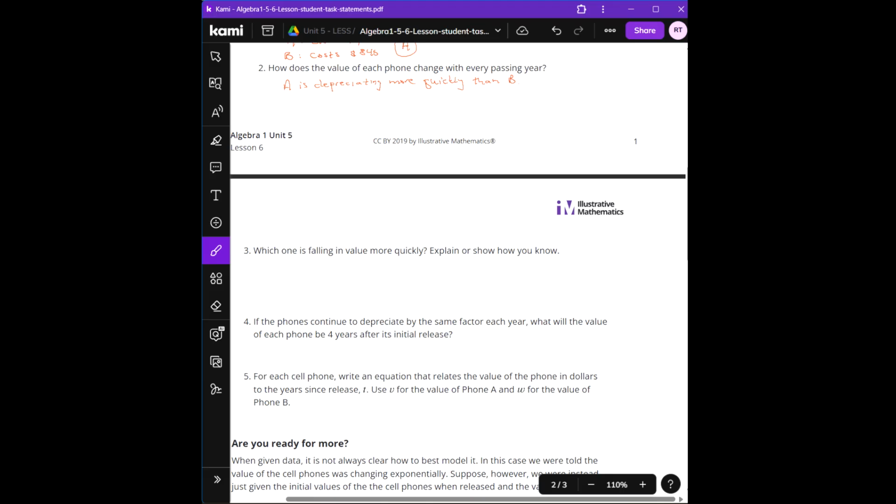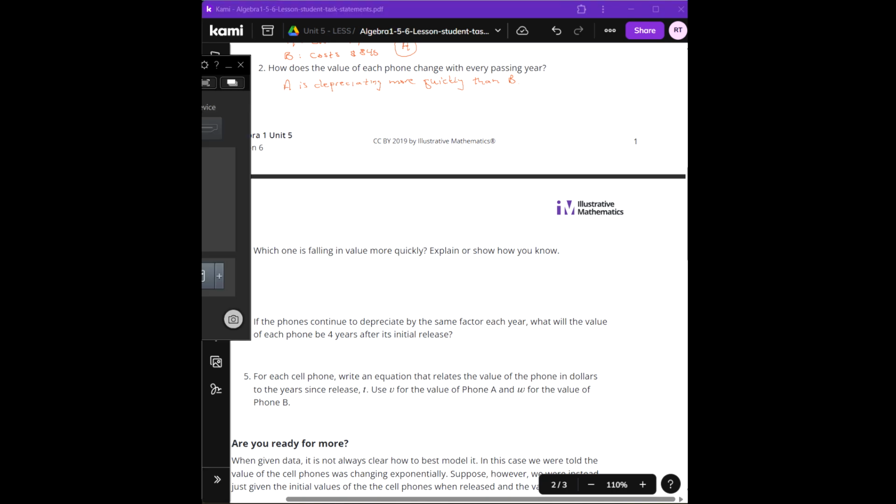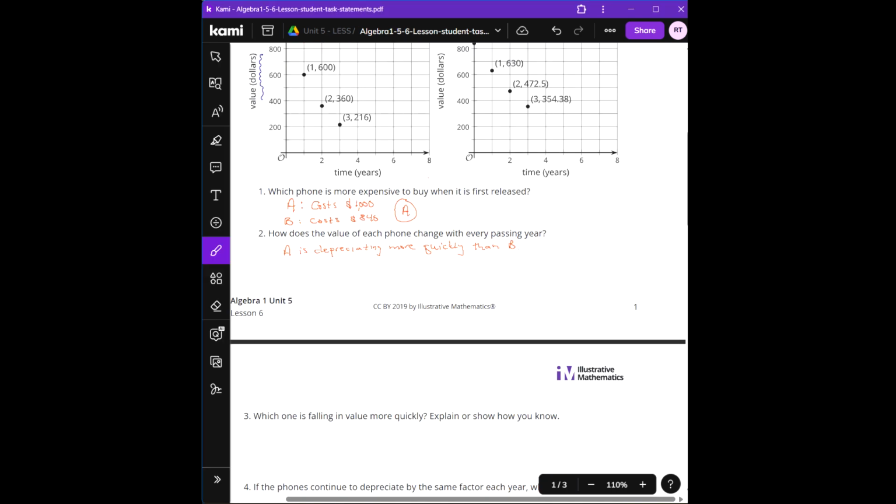Which one is falling in value more quickly? Explain or show how you know. So let's look at phone A. I'll do the work up here. Phone A loses $400 in the first year.